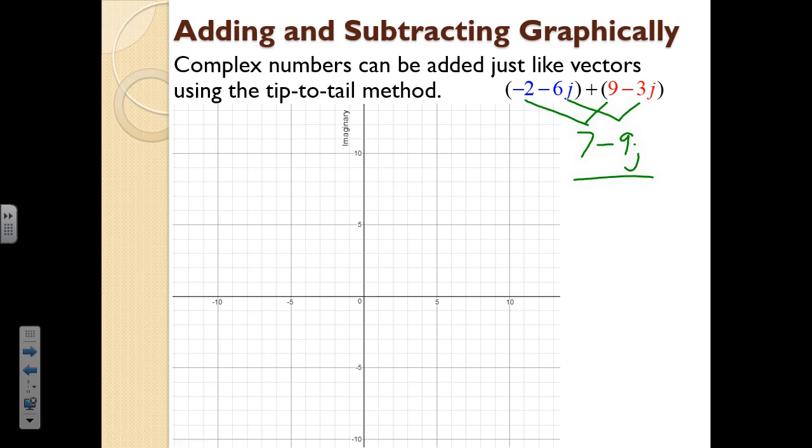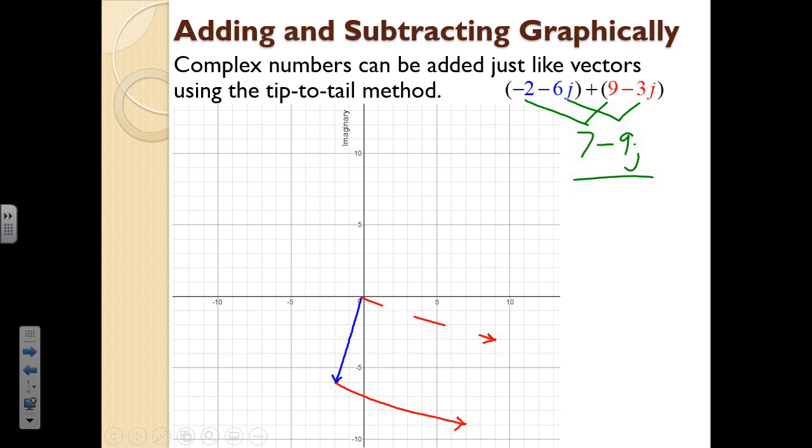So negative 2 minus 6j, that vector is going to be right down about here. 2 to the left and 6 down. And 9 minus 3j, that's going to be 9 to the right and down 3, right about there. And we can add those vectors tip to tail, which means we can grab either vector and move it to the tip of the other. So if I grab that red vector and move it down here, that's called a translation. I'm just translating that vector over to its new position. And of course it kind of leaves its old position at that point.